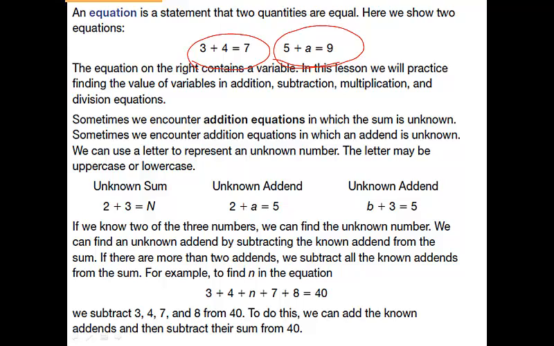Sometimes we encounter addition equations in which the sum is unknown. Sometimes it's the add-in that we're looking for. Either way, by using subtraction or the opposite principle, we're able to find these. If we know two of the three numbers, then we're able to find the third number. We can find an unknown add-in by subtracting the known add-ins from the sum. So if you look at this example down here, if we were to add all of these up and then subtract the total from 40, we would know what n is. This should be a review for you.